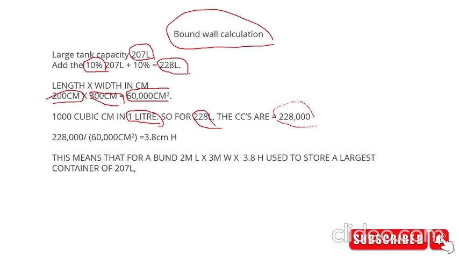So if you want to construct the bund wall to store the 207 liter capacity tank, we have to build the bund 200 centimeter length by 300 centimeter width by 3.8 centimeter height, used to store the large container of 207 liters.